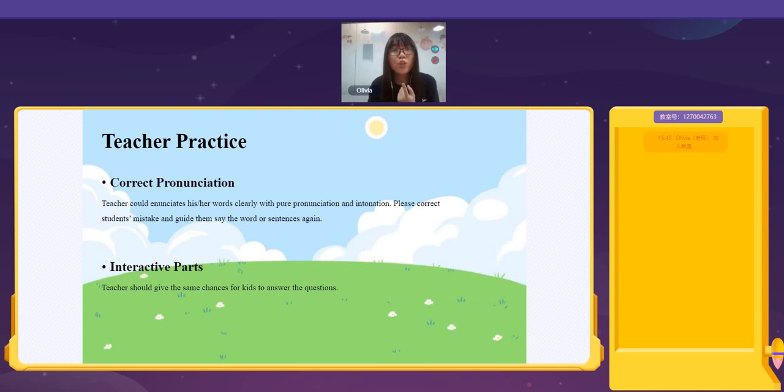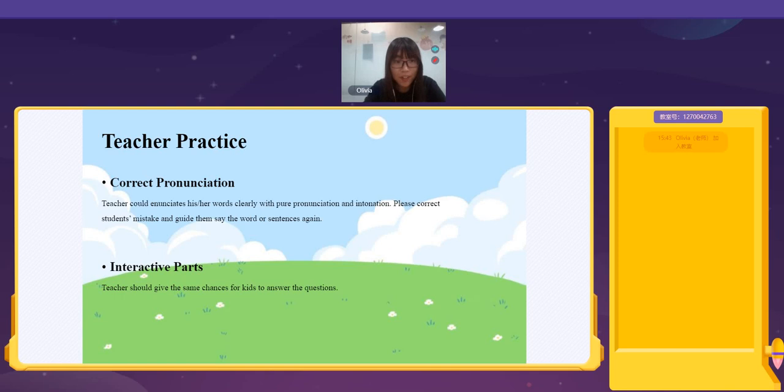If the teacher could correct their pronunciation quickly, they will remember it soon. So it's really important for this step. I mean, correct their pronunciation.